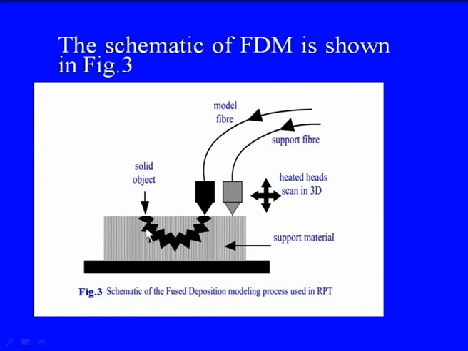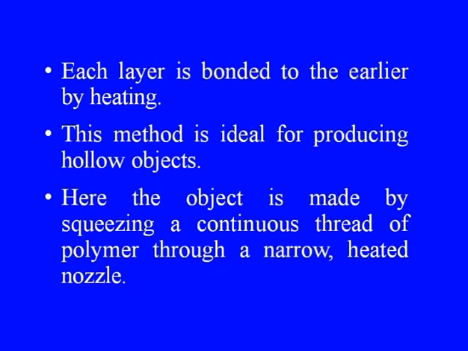This is the support material, and this is the solid object being produced. So, this is where the model fiber is coming, and this is the support fiber. That means it provides mechanical support to the model so that distortion is prevented or minimized. And for scanning, there will be 3D control mechanisms which will guide these heads in all three directions. Each layer is bonded to the earlier by heating. This method is ideal for producing hollow objects in particular.